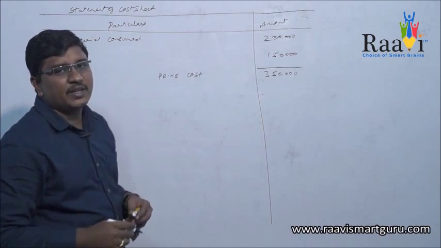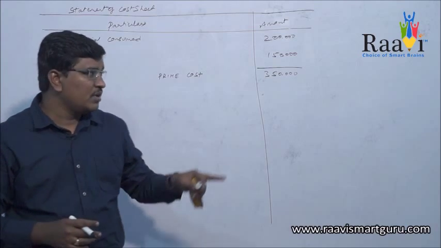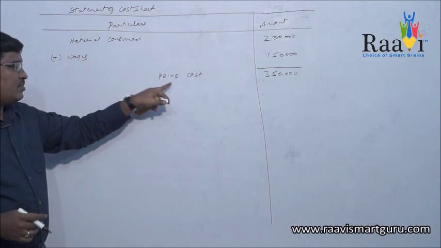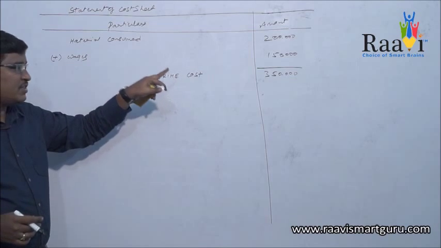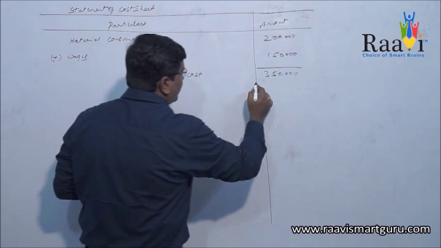So how will we get the prime cost? Material consumed plus direct wages is equal to prime cost. For material consumed we added the wages, so the value will be 3,50,000, and we say that value is prime cost.